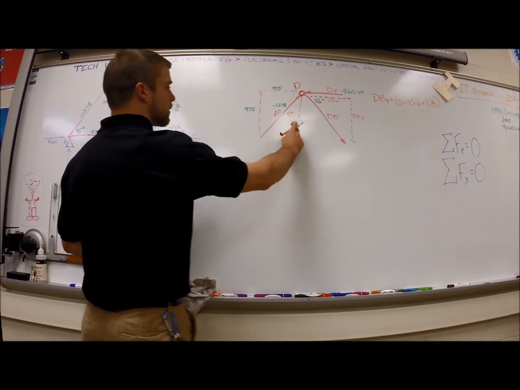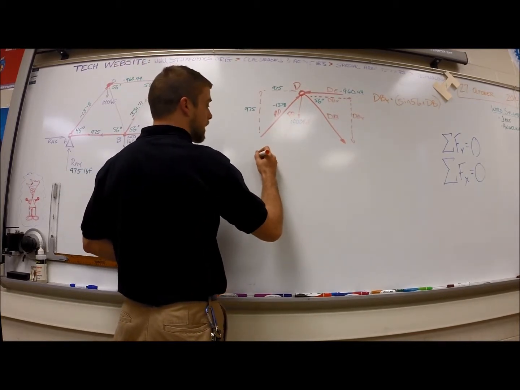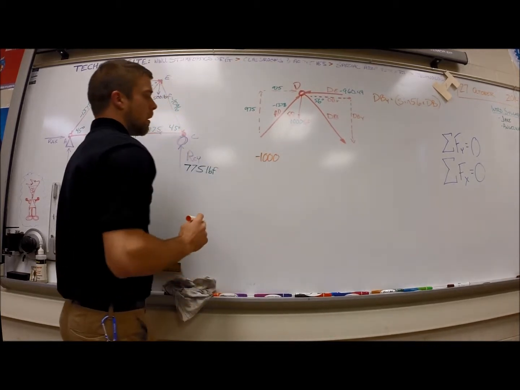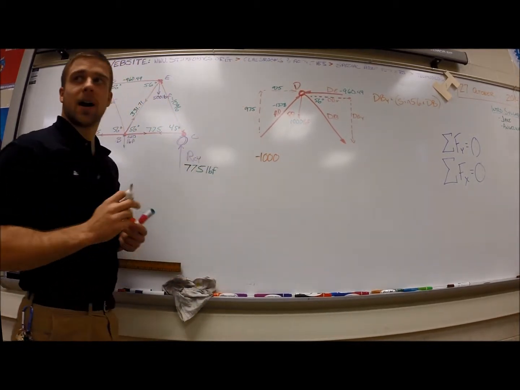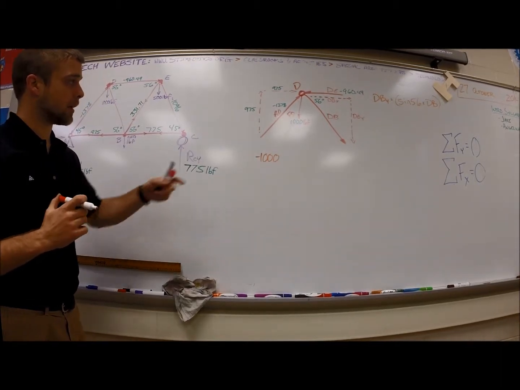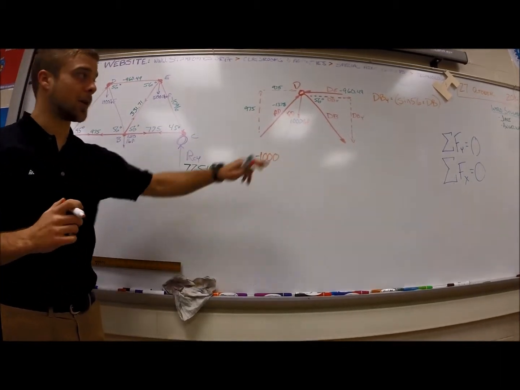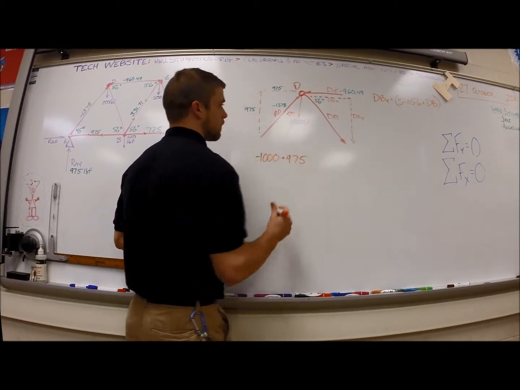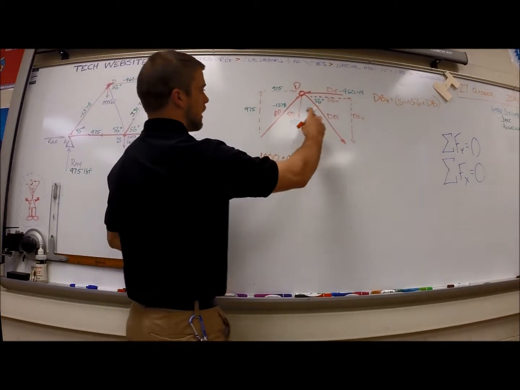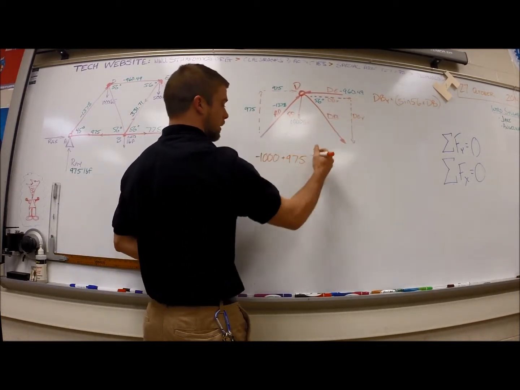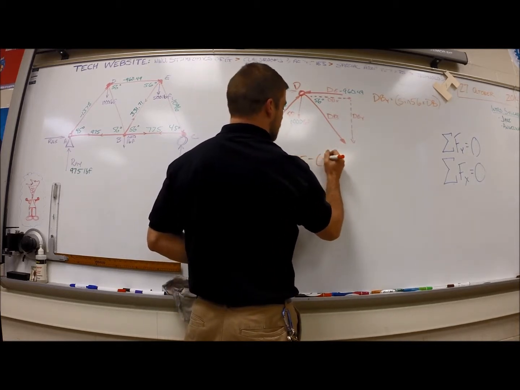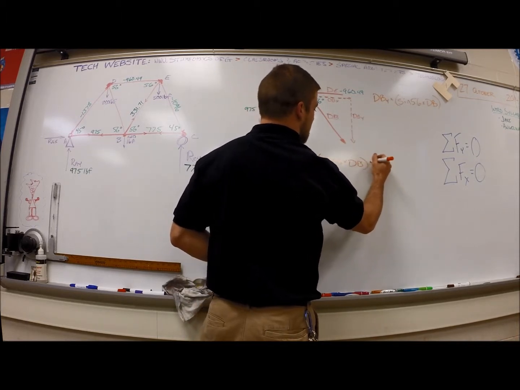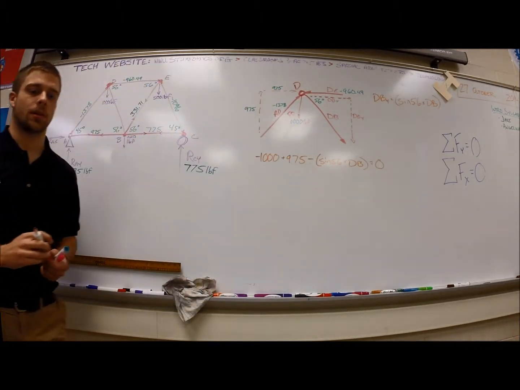So, Y direction forces. Again, I'm going to treat the 1,000 as a negative number because it's acting down. That's just easier for me. I'm going to treat the 975 like a positive number because it is acting opposite of this. And if I'm calling this a negative, that means I have to call this a positive. And since this one's acting down, again, I'm going to call this one a negative sine of 56 times dB, all equal to 0.